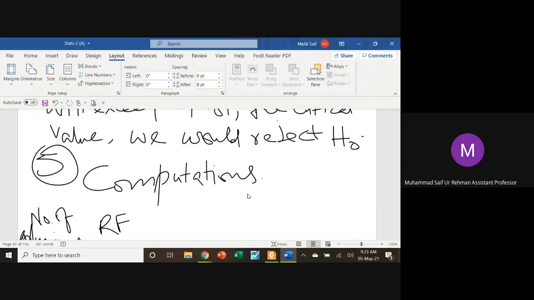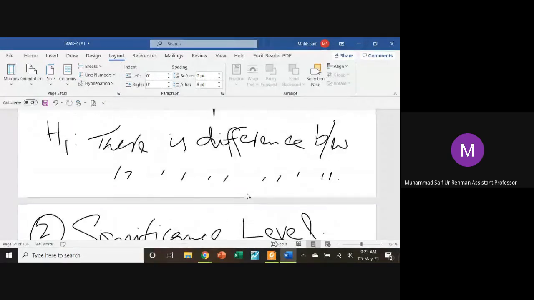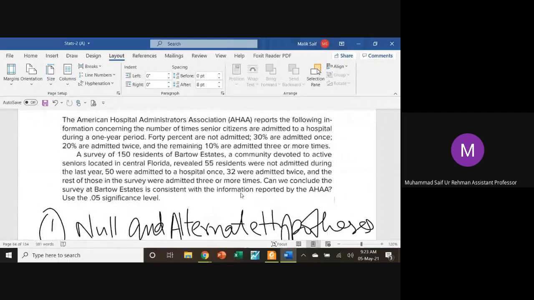And then there are observed frequencies. Observed frequencies are the frequencies that we have from sample information. A survey of 150 residents of Bartow Estates, a community devoted to active seniors located in central Florida, revealed 55 residents were never admitted during the last year. So they were not admitted: 55. 50 admitted once, 32 admitted twice, and the rest admitted three or more times. So 55, 50, and 32.